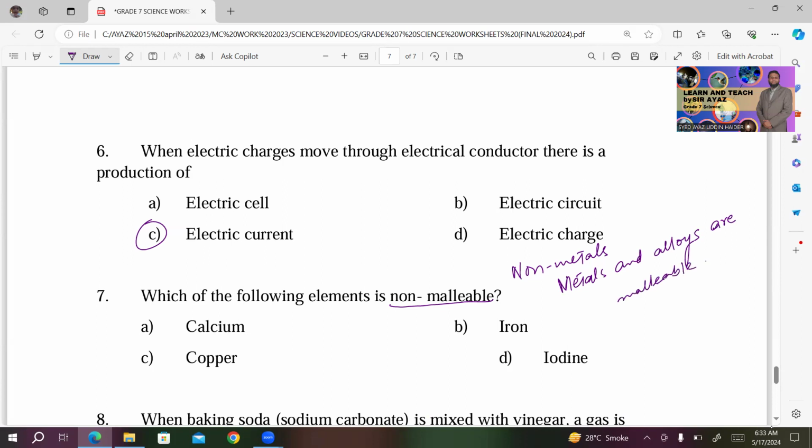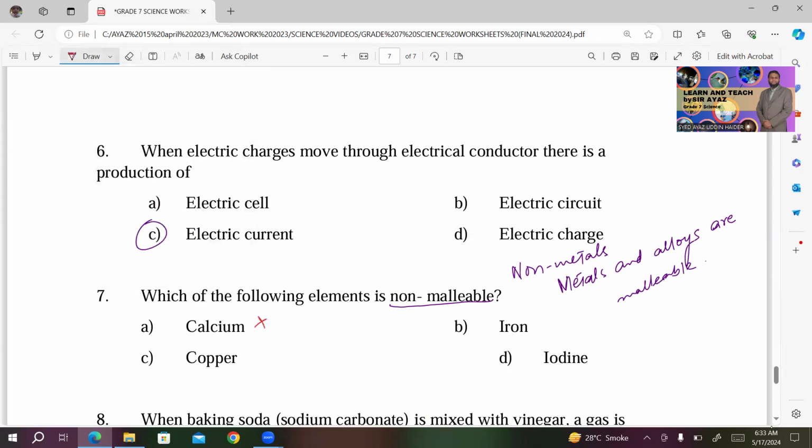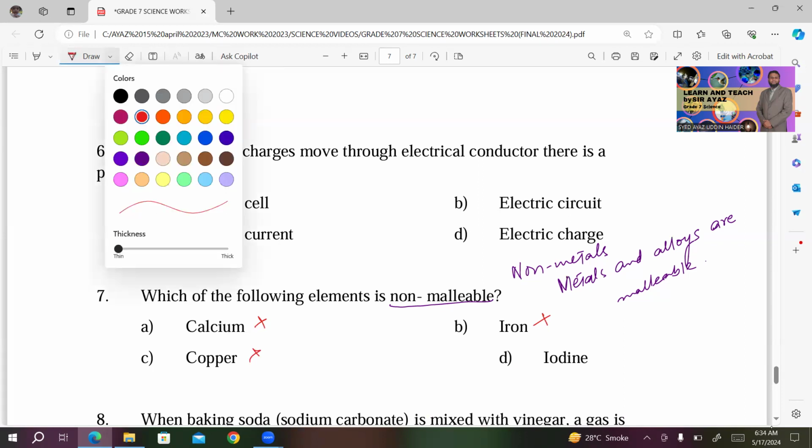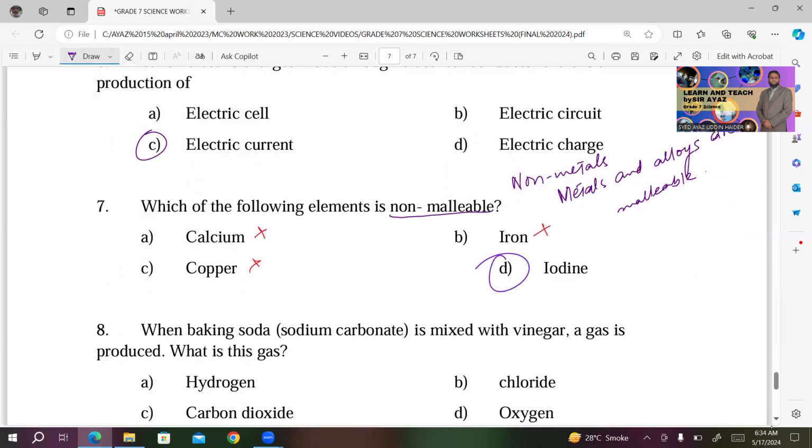So you have to look at the elements and find which one of these is non-metal. A. Calcium, it's a metal. So this is incorrect. B. Iron, it's also a metal, it's incorrect. C. Copper, it's also a metal, it's also incorrect. D. Iodine, it's correct. So D must be the right answer in this case.